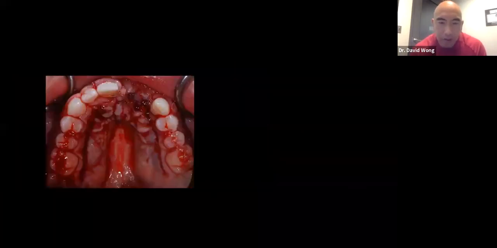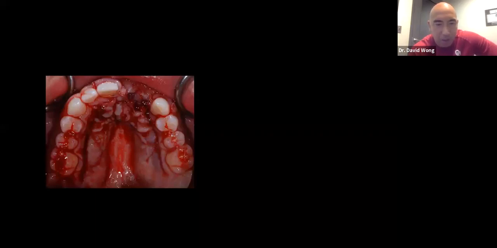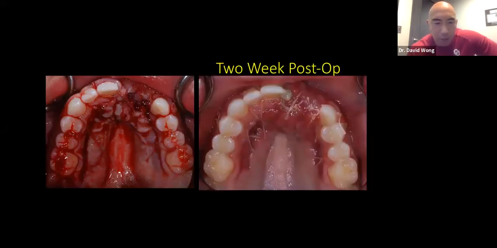And this is the occlusal view. You can see it's kind of a bloody mess. It's very hard to manage from a hemostasis perspective. Really even more difficult to get the photograph, but we were able to do that. This is what he looks like at 2 weeks.